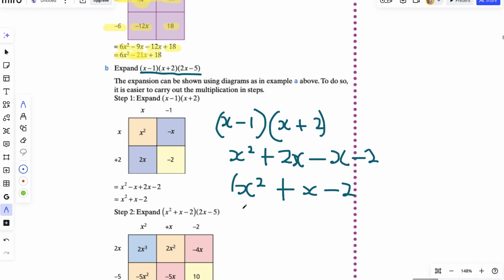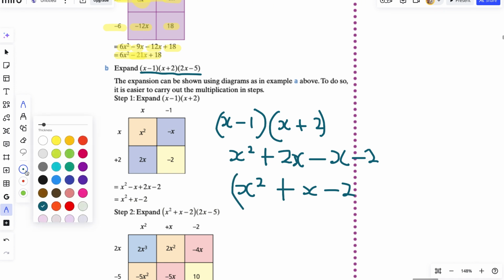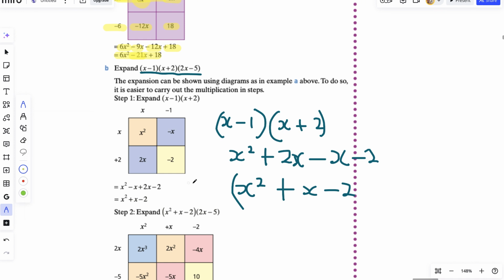Now this solution you get, now we take another color. You're going to use it to multiply the third bracket. Remember the third bracket, which we've not used yet? The third bracket is 2x minus 5. So we're going to use 2x minus 5 to multiply everything that we have done. You're also going to put this one in a bracket. Okay, now what do we do?